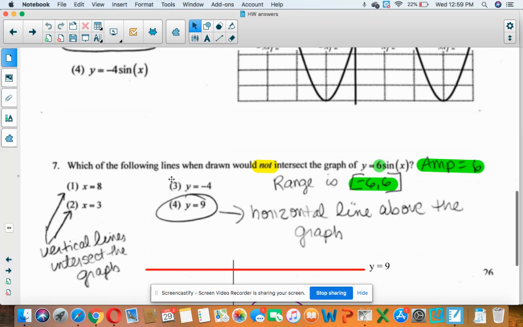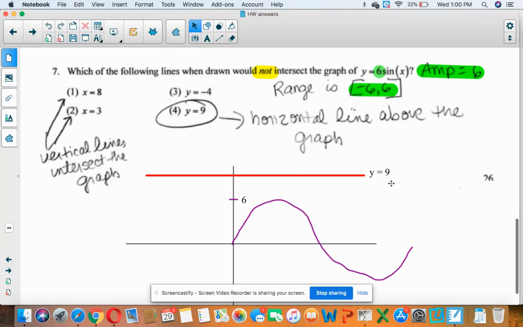7 wants to know which of the following lines would not intersect the graph of y equals 6 sine of x. So this graph has an amplitude of 6. So remember the normal range is between -1 and 1. Well, this would have a range of between -6 and 6. If I was actually to graph this, I drew like a little fake graph down here. This line right here, y equals 9, is a horizontal line. It would not go through the graph.